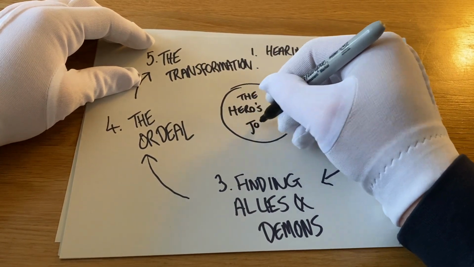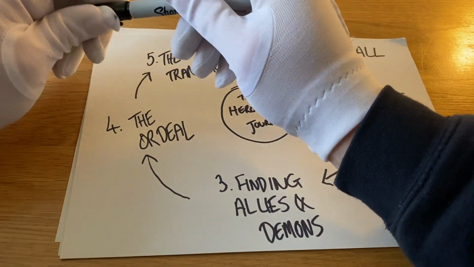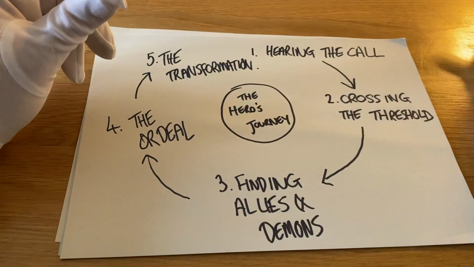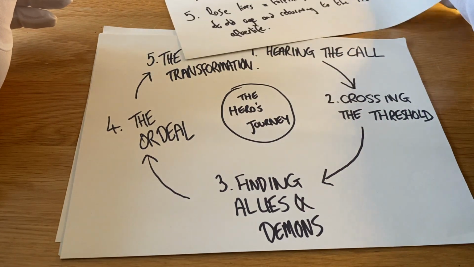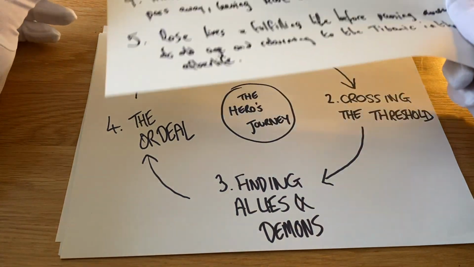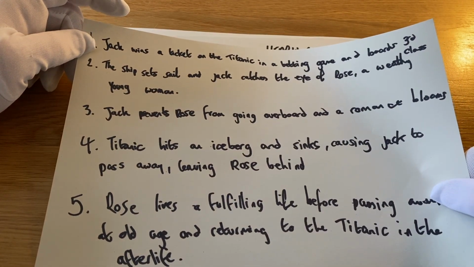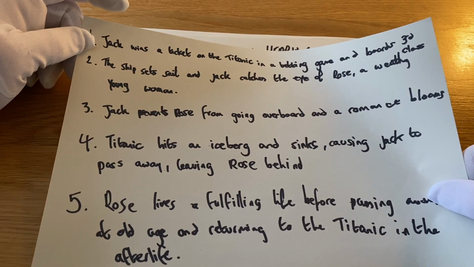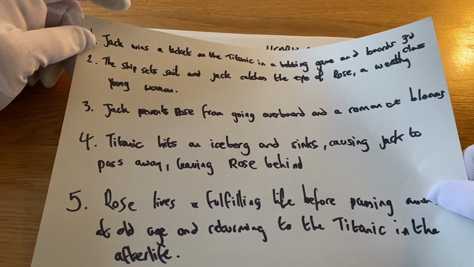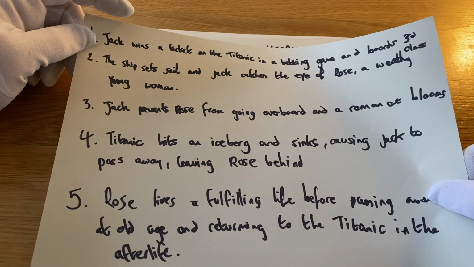Now, if you think about these titles alone, you may start to recognize patterns in the sentences that I wrote. So, hearing the call, Jack wins a ticket on the Titanic in a betting game and boards 3rd class. 2, crossing the threshold, the ship sets sail, and Jack catches the eye of Rose, a wealthy young woman. 3, finding allies and demons, Jack prevents Rose from going overboard and a romance blooms.